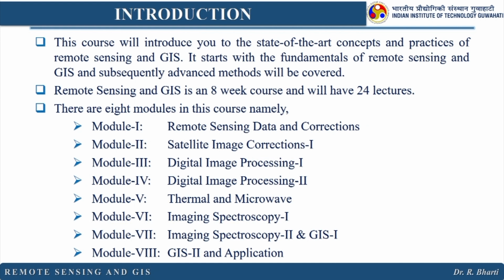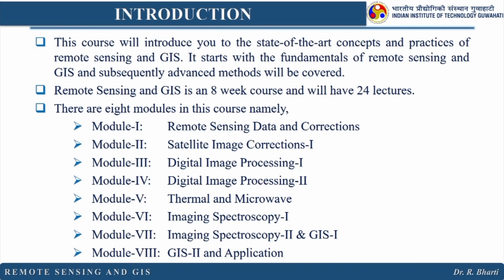This course will introduce you to the state of the art concepts and practices of remote sensing and GIS. It starts with the fundamentals of remote sensing and GIS, and subsequently advanced methods will be covered. Remote sensing and GIS is an 8-week course and will have 24 lectures. There are 8 modules in this course.